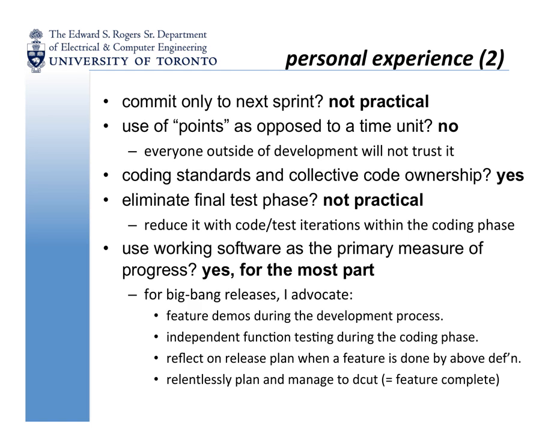Using working software as the primary measure of progress? Mostly yes. But for large releases, the recommendation is to supplement this with featured demos during development, independent functional testing during coding, and a reflection on the release plan when each feature meets the definition of done. Planning to a date called feature complete, or DCUT, means relentlessly tracking when all features will be complete. This is a practical way to maintain schedule visibility.